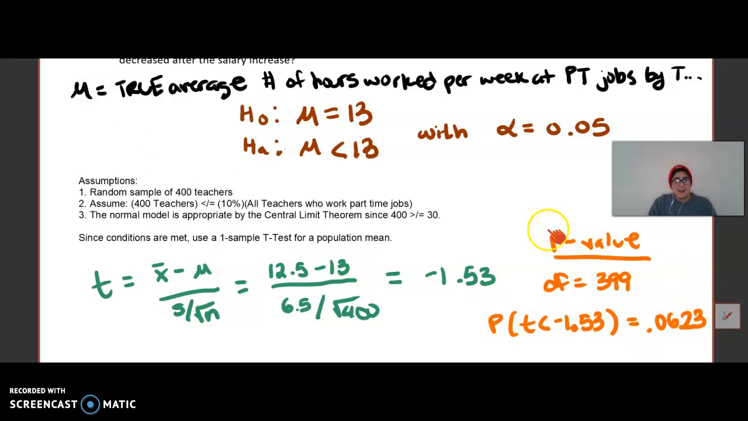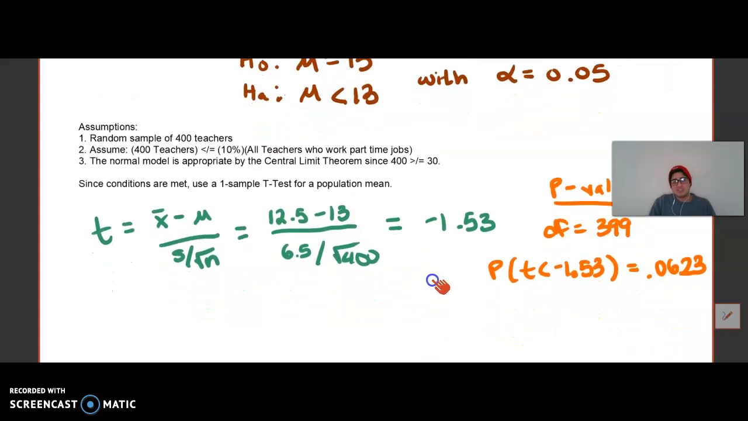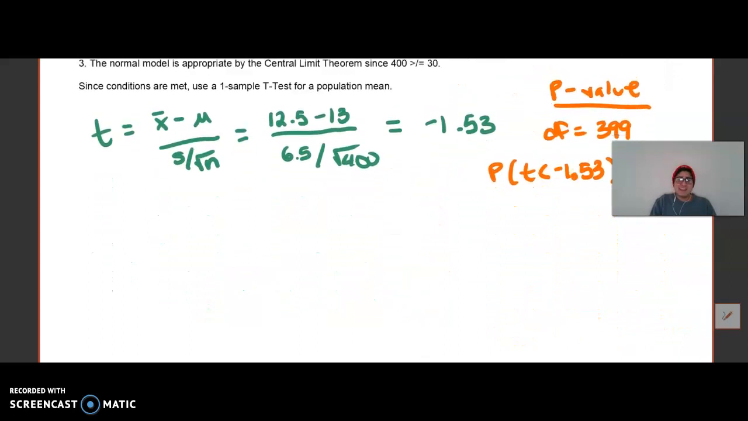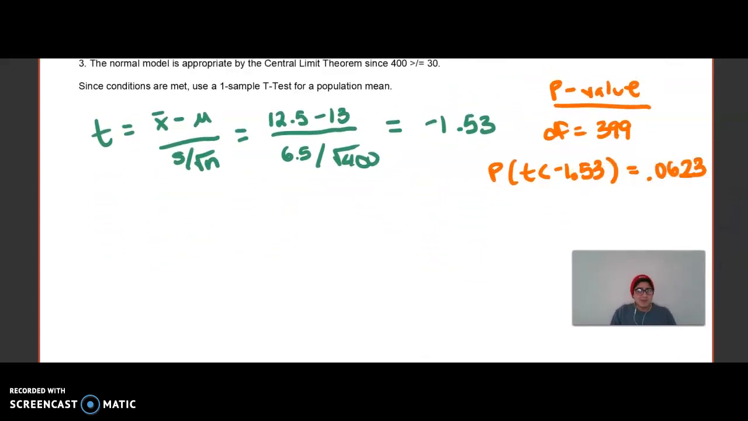It's about 0.0623. Now, by chance alone, assuming that the average number of hours worked by teachers is 13, the probability of obtaining our sample statistic of 12.5 is only about 6%. Not too convincing, and only because our alpha level here is 5%. We were trying to find statistically significant evidence, but compared to that alpha level, it's not. If maybe I was using a rejection region of 10%, I'd be okay. But here, I actually don't have sufficient evidence to claim this is true.